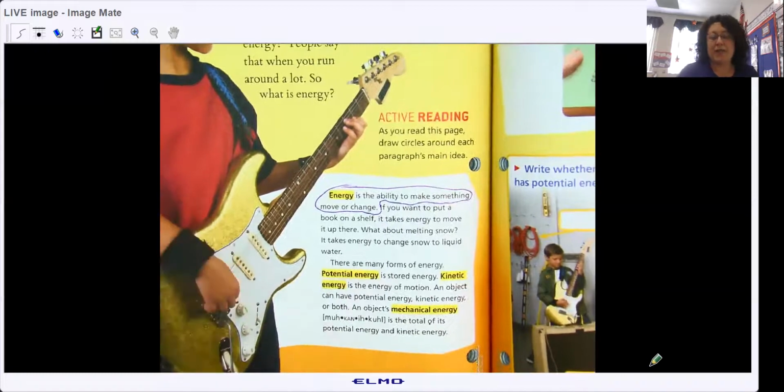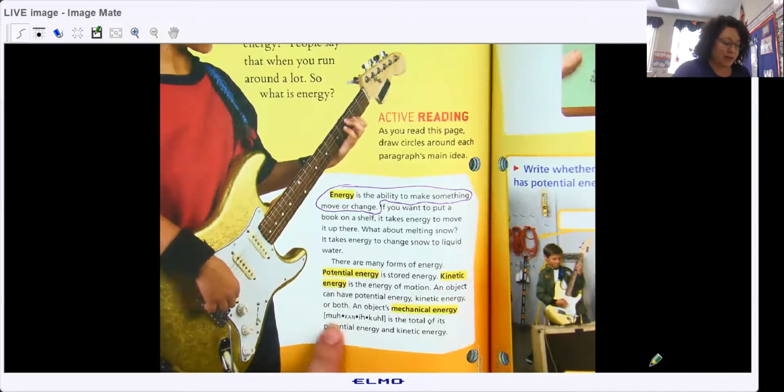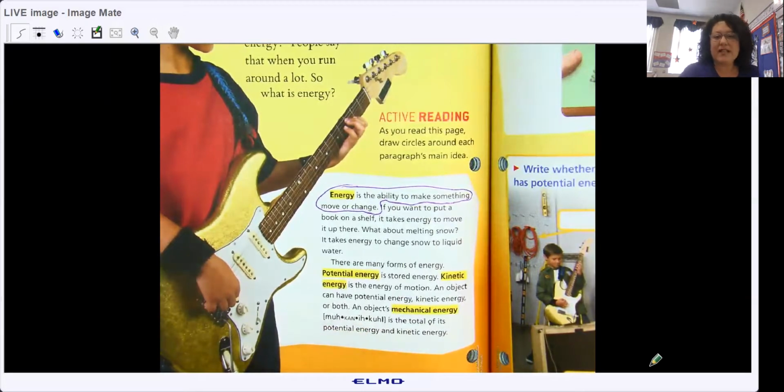There are many forms of energy. Potential energy is stored energy, which you learned about in the video. At the top of the roller coaster, before it goes down, it's storing up all that energy. And then there is the kinetic energy, is the energy of motion. Stored energy, potential, up here at the top of the roller coaster, kinetic energy when it is in motion. An object can have potential energy, kinetic energy, or both. In objects, remember what that is? How to pronounce it. Mechanical. Mechanical energy is the total of its potential and kinetic energy.